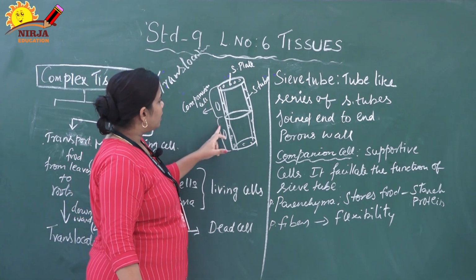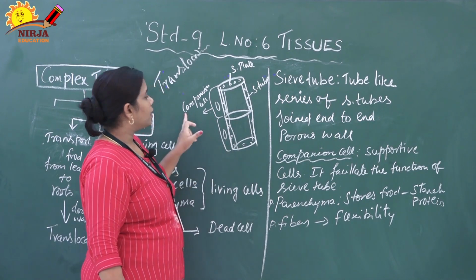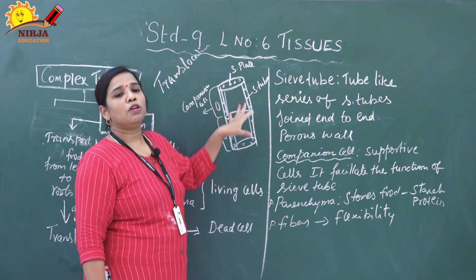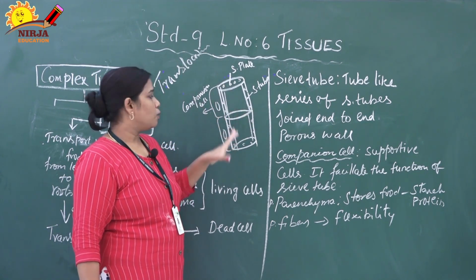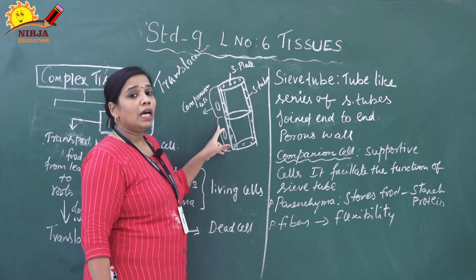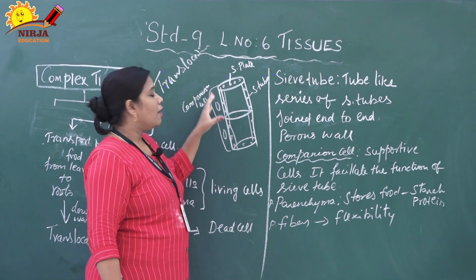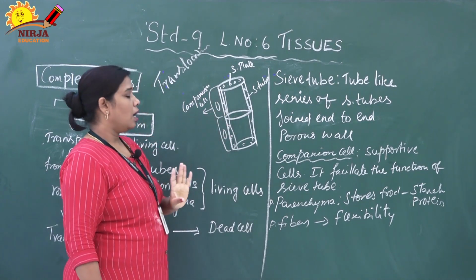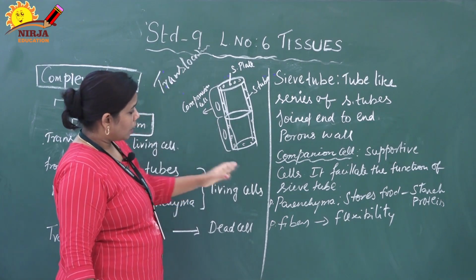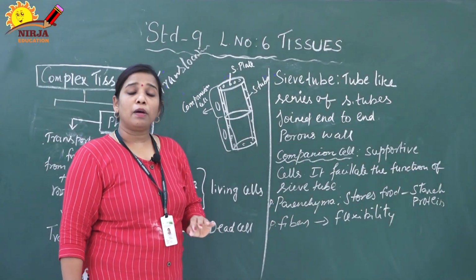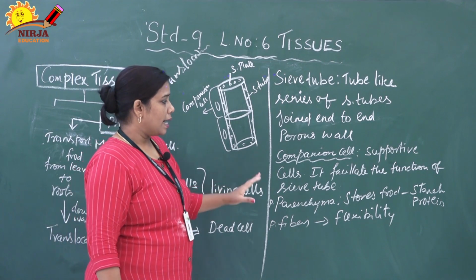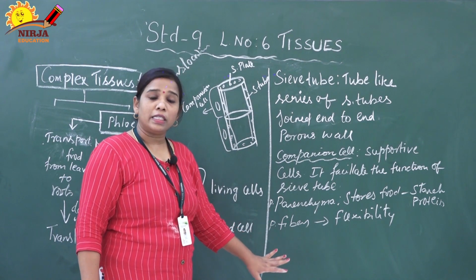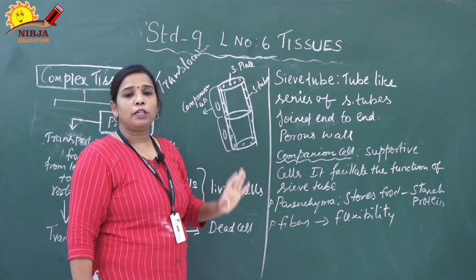Then outside the sieve tubes, another cell is present, called the companion cell. What is the meaning of companion? It gives good company to the sieve tubes. It protects the sieve tubes also. These companion cells have a thin cell wall of cellulose material, and cytoplasm with a large nucleus. And the next one is phloem parenchyma. The phloem parenchyma helps to store the food material in the form of starch and protein. Then phloem fibers, made up of dead cells, give flexibility to the plant.